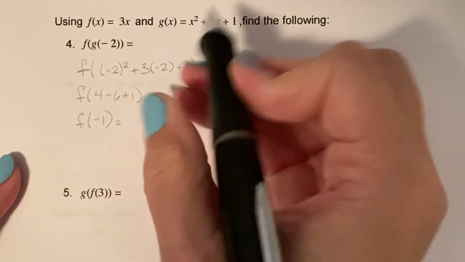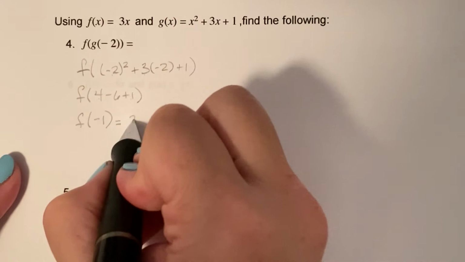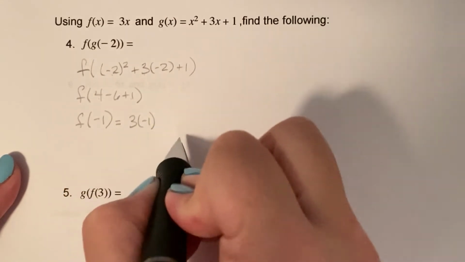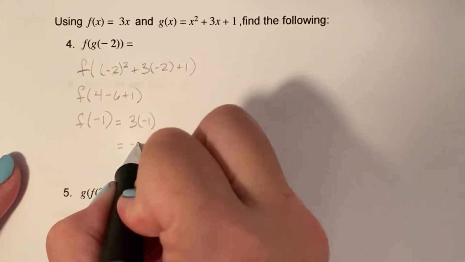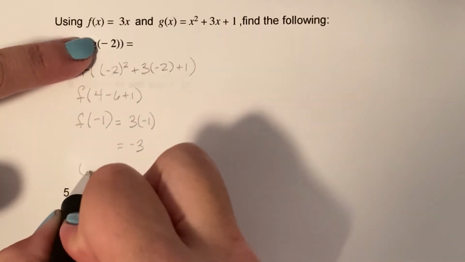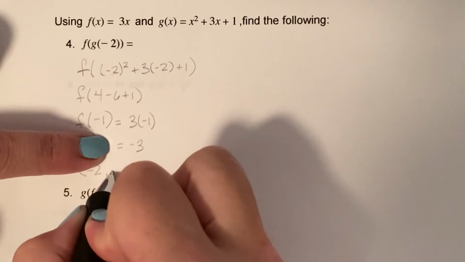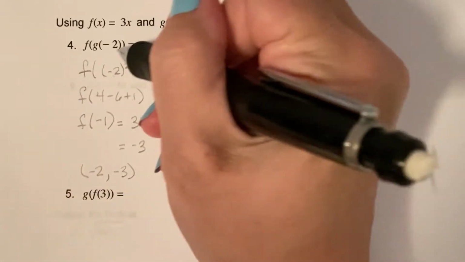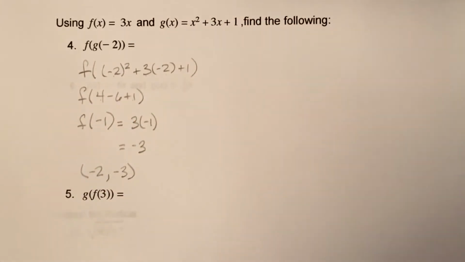And then we just plug that into our f function, that equals -3. So the point is our input, -2, our output, -3. So our x and our final y.